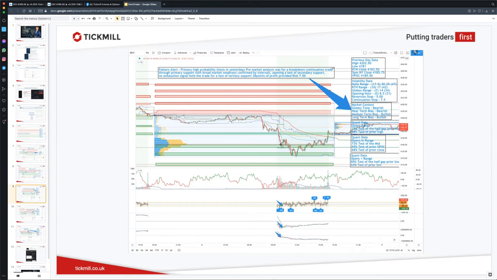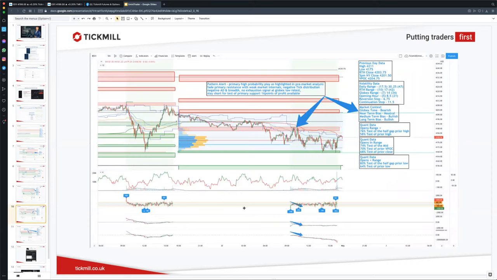We take it down to the secondary support. We didn't get any internal exhaustion signals. And when I refer to an exhaustion signal, I mean a tick extreme on a new low of day. So we held the position to play for a test of the tertiary support for the day and exited positions there, risking 7.5 points to gain 28 points.